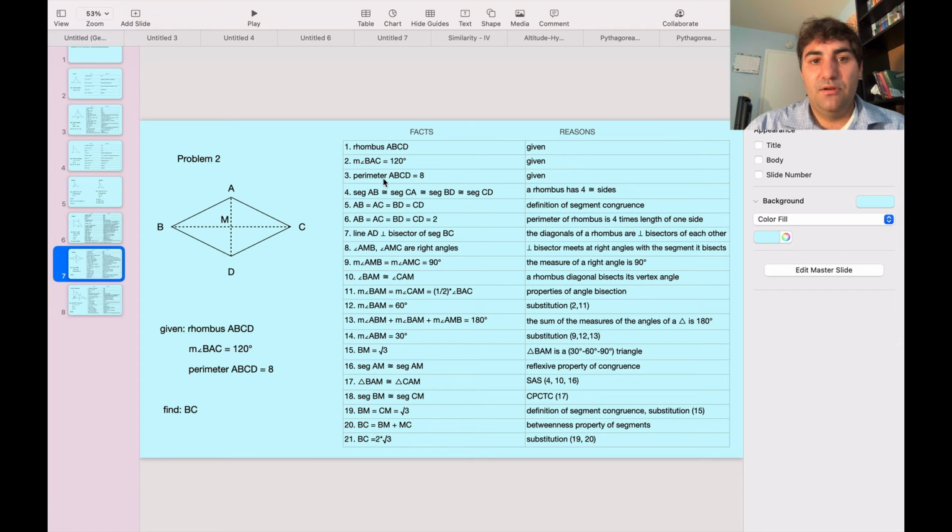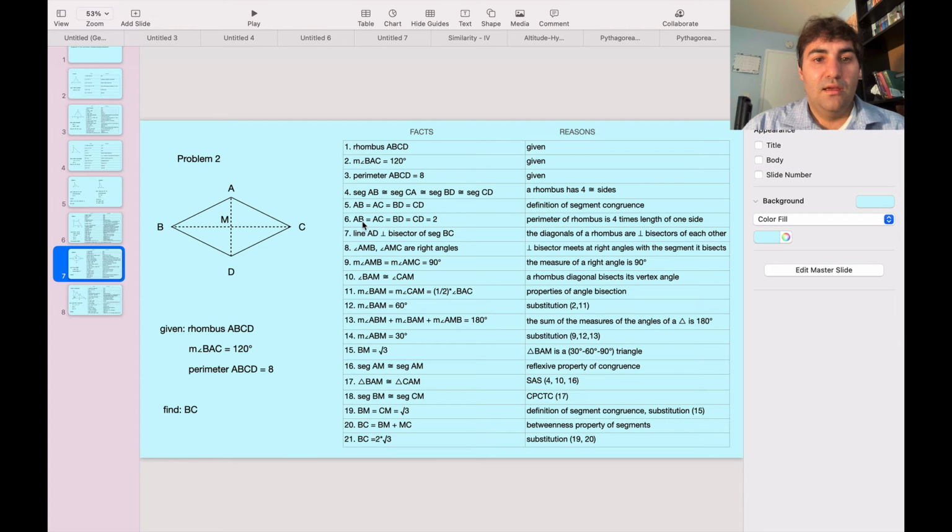So write down what we know. We know a rhombus has 4 congruent sides, so segment AB is congruent to segment CA, and segment BD is congruent to segment CD. By the definition of segment congruence, the length of AB equals the length of AC equals the length of BD equals the length of CD. And we know that the perimeter of a rhombus is 4 times the length of one side. Well, technically you add all the lengths of the sides together, right? But since these sides are all equal in a rhombus, you just multiply one side by 4.